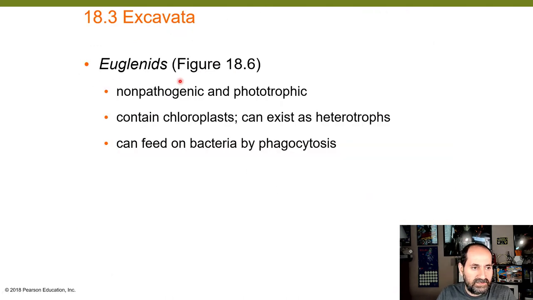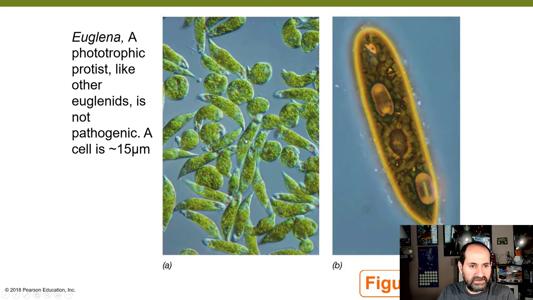Moving on to the euglenids. These are non-pathogenic and phototrophic. That means they can use light for energy. They contain the chloroplast. That's how they can harvest the light. And they can also exist as heterotrophs, getting their carbon from sugars. They can feed on bacteria by phagocytosis. They can actually engulf bacteria. So here is a Euglena, a very typical phototrophic protist.